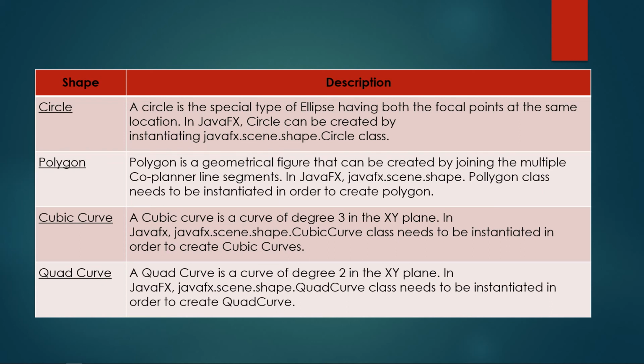Next we have the polygon. A polygon is a geometrical figure that can be created by joining multiple coplanar line segments. In JavaFX, the javafx.scene.shape.Polygon class needs to be instantiated in order to create a polygon.